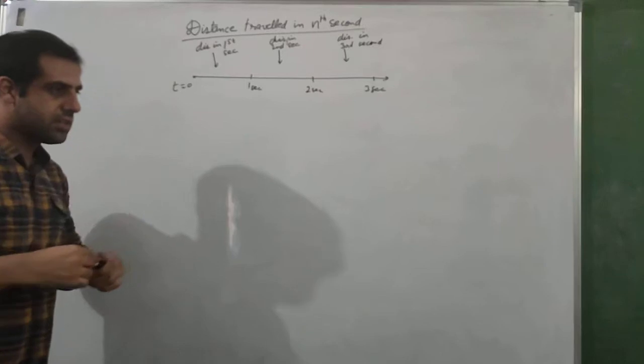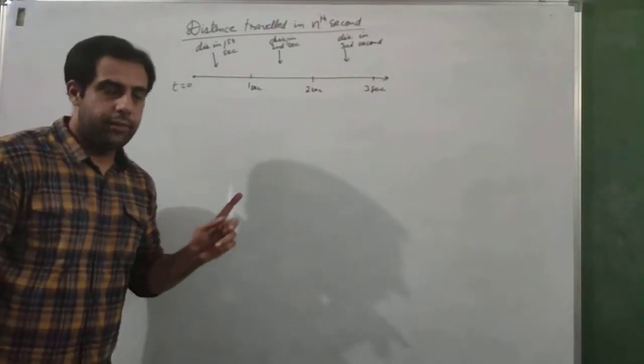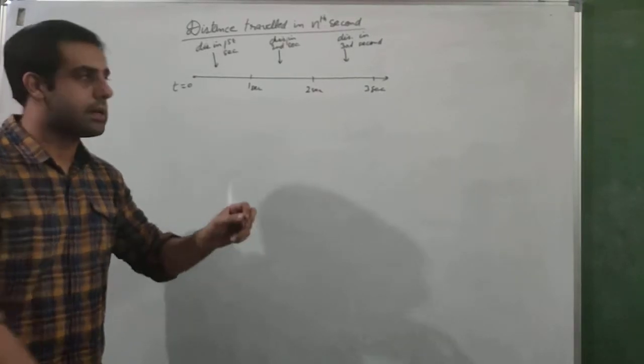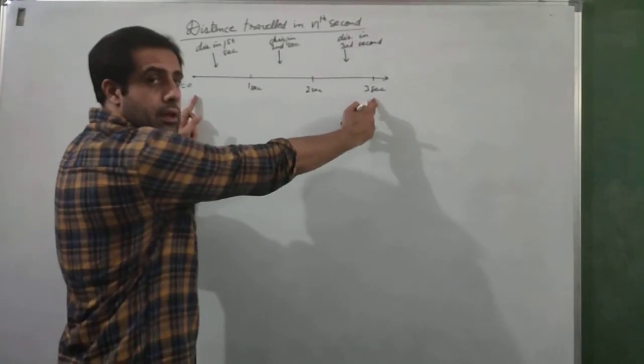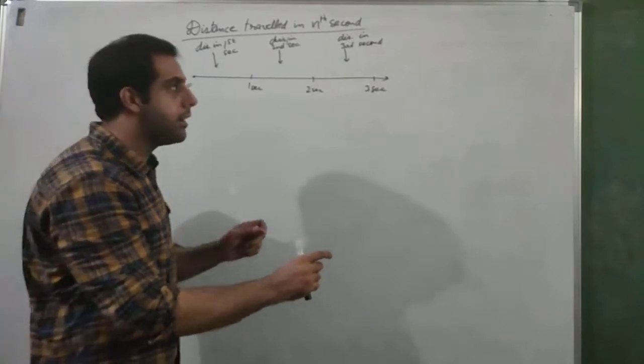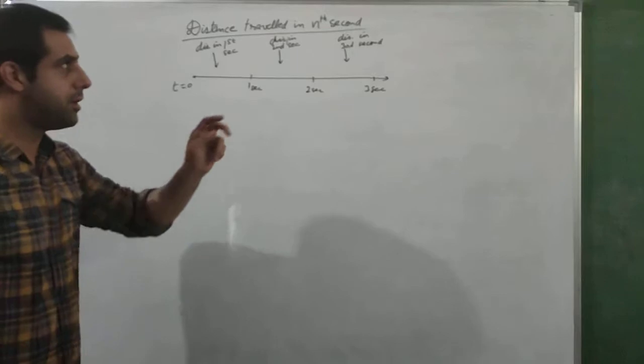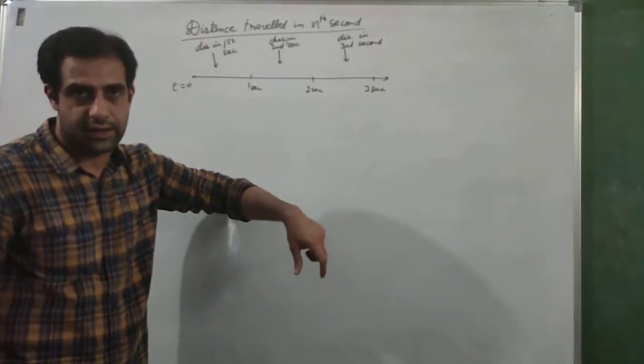Now notice the words here. The distance covered by this body in 3 seconds is this much. The distance covered in the third second is this much. I hope you are able to understand the difference between n seconds and nth second.